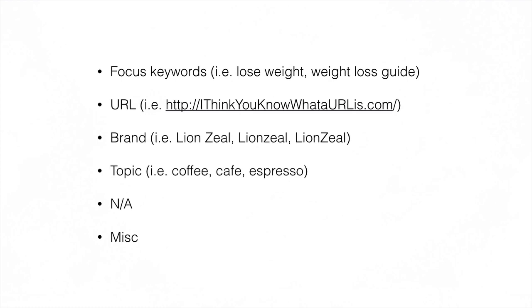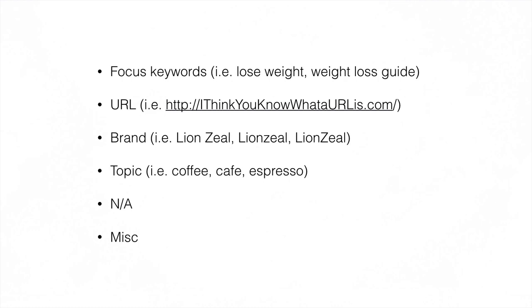So the first one is focus keywords. So if you want to rank for the term lose weight, then it'd be keywords like lose weight, weight loss guide, lose weight now, fast weight loss, variations like that. Anything that's focused towards the keyword that you're trying to rank for. So if it's built with the intention of being able to rank you and it's optimized for that, then it's a focus keyword.